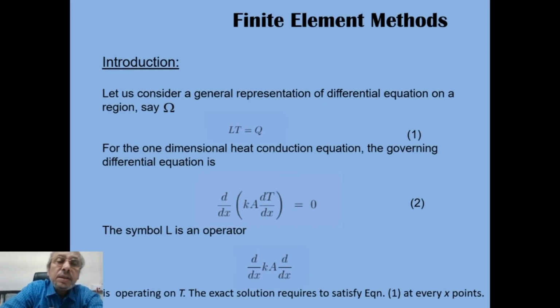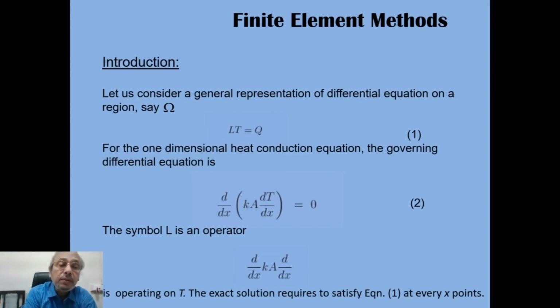Let us consider a general representation of a differential equation on a region, say uppercase omega, given by LT equal to Q. We have started renumbering equations again. In the background material, we had numbers from 1 to 9 or 10. In this part, again we are renumbering.